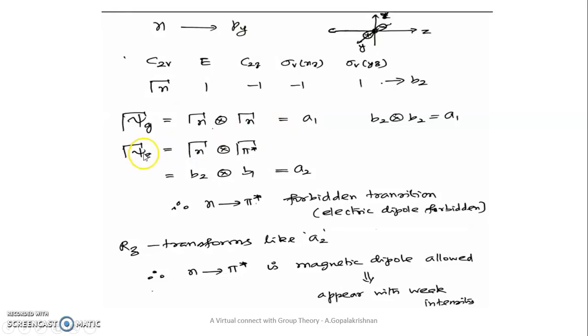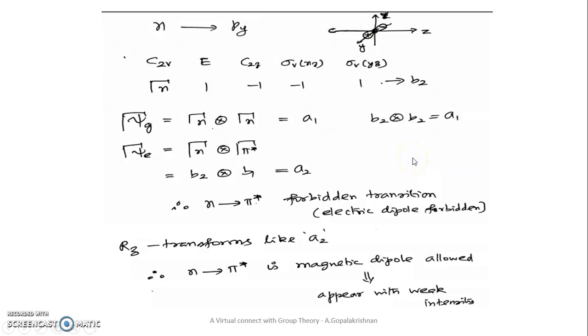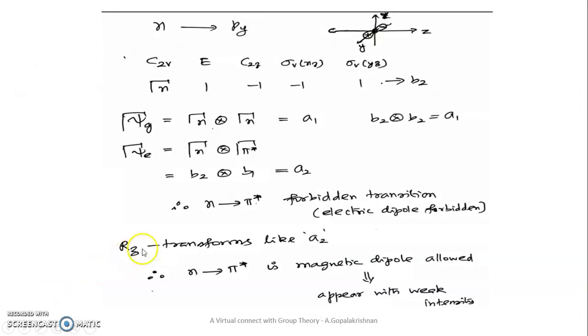What is the representation for the excited state? The excited state is the direct product of the representation for n and the representation for pi star. The representation for n is B2 and the representation for pi star is B1. If you multiply B2 and B1, you will get the answer as A2.